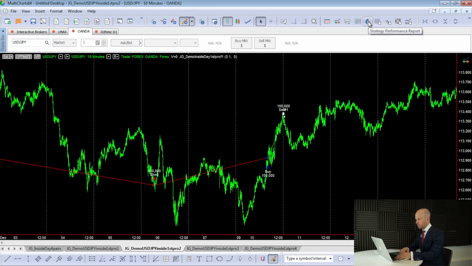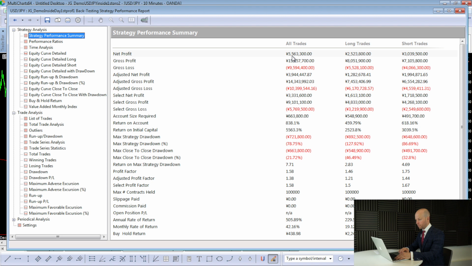So let's have a look at the results. Now we've got 5.5 million yen net profit, which is great. The drawdown is slightly more, 720,000.